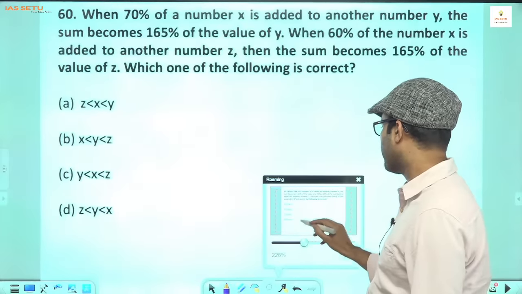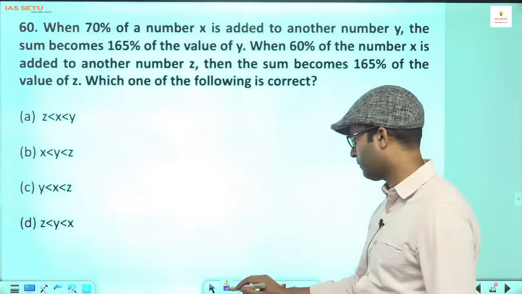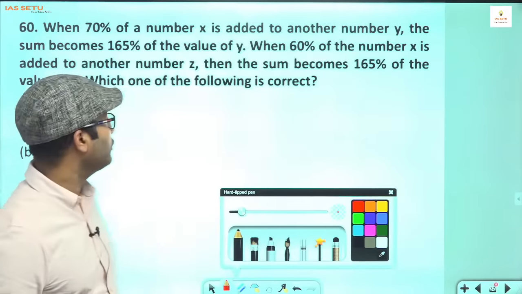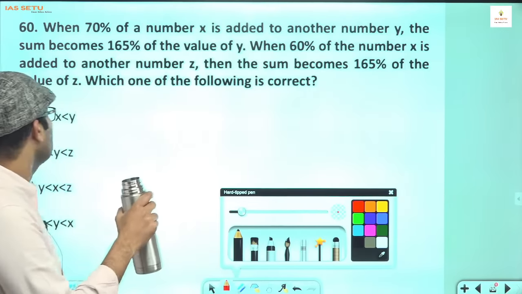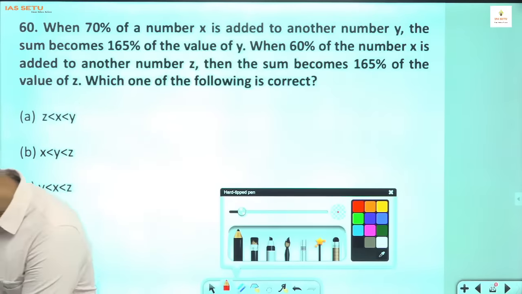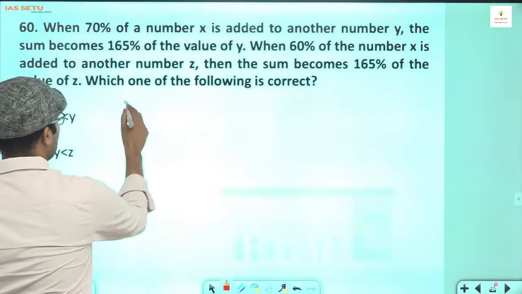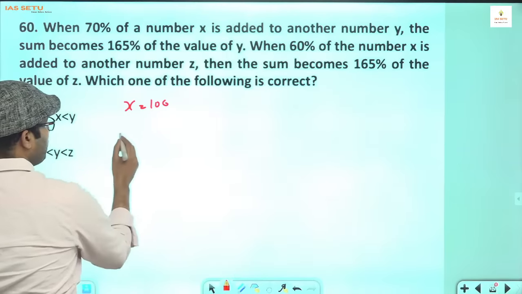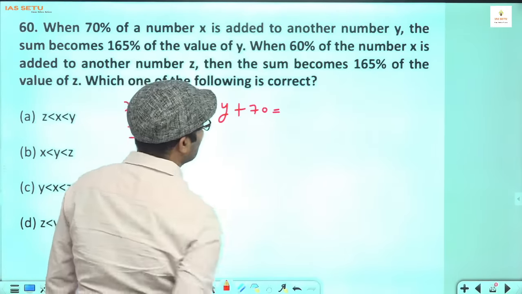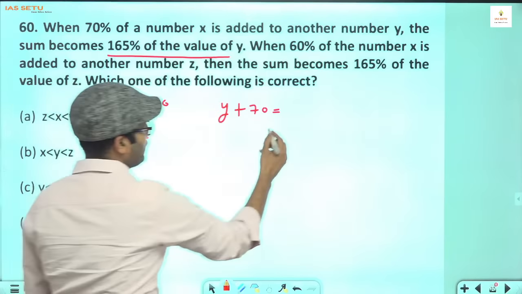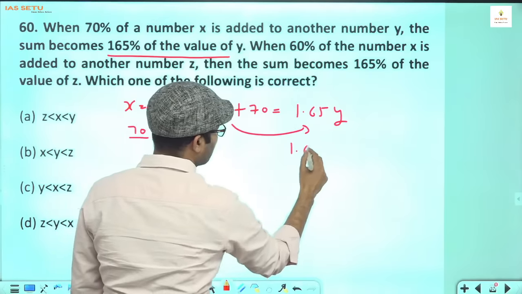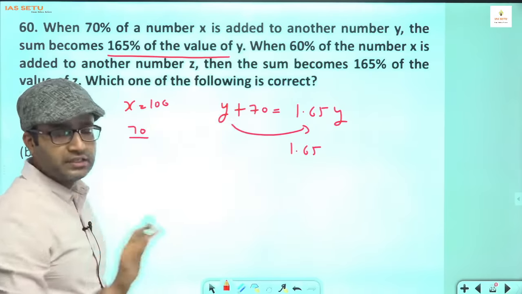Question number 60, a bit tricky one on percentage. When 70% of a number x is added to another number y, the sum becomes 165% of the value of y. I assume x is 100. So 70% of 100 is 70. If I add 70 to y, it becomes 165% of y, so it becomes 1.65 of y.